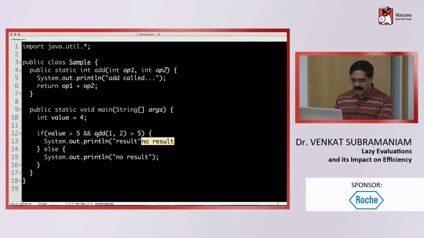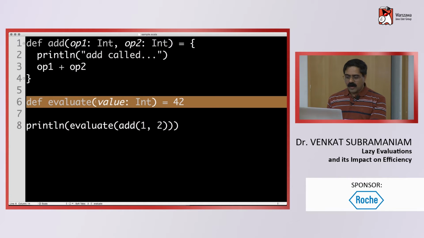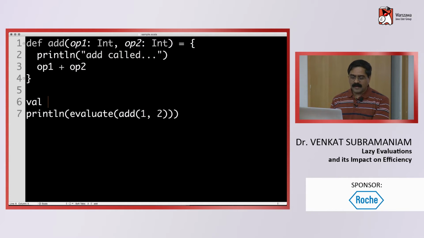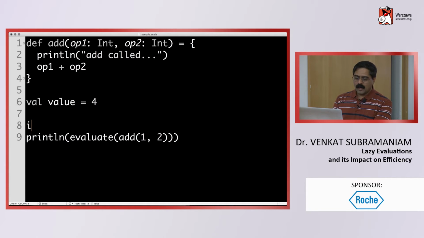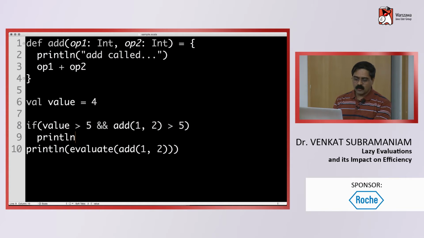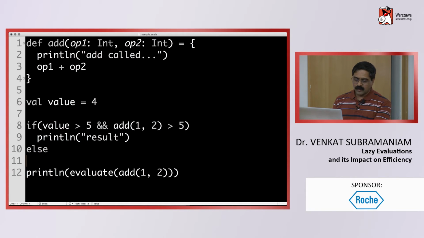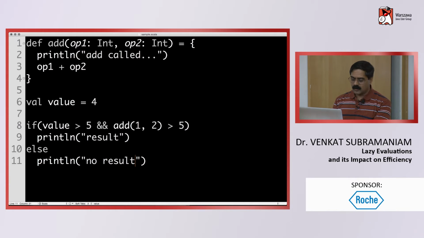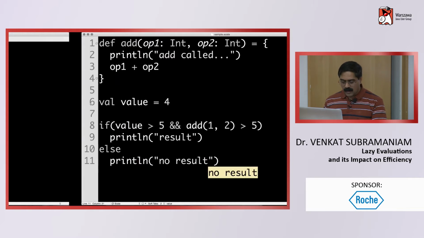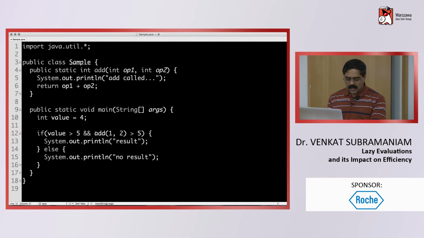Let's do the same thing here in Scala for a minute. So I'm going to define a value. Let's call this value equals 4. And I'm going to say if value is greater than 5 and add of 1 and 2 is greater than 5, then I'm going to print result. Otherwise, we will simply print out here no result. So exactly the same code. When I run this, of course, you can see it did not call add. Life is good. But I want to do a slight change here.